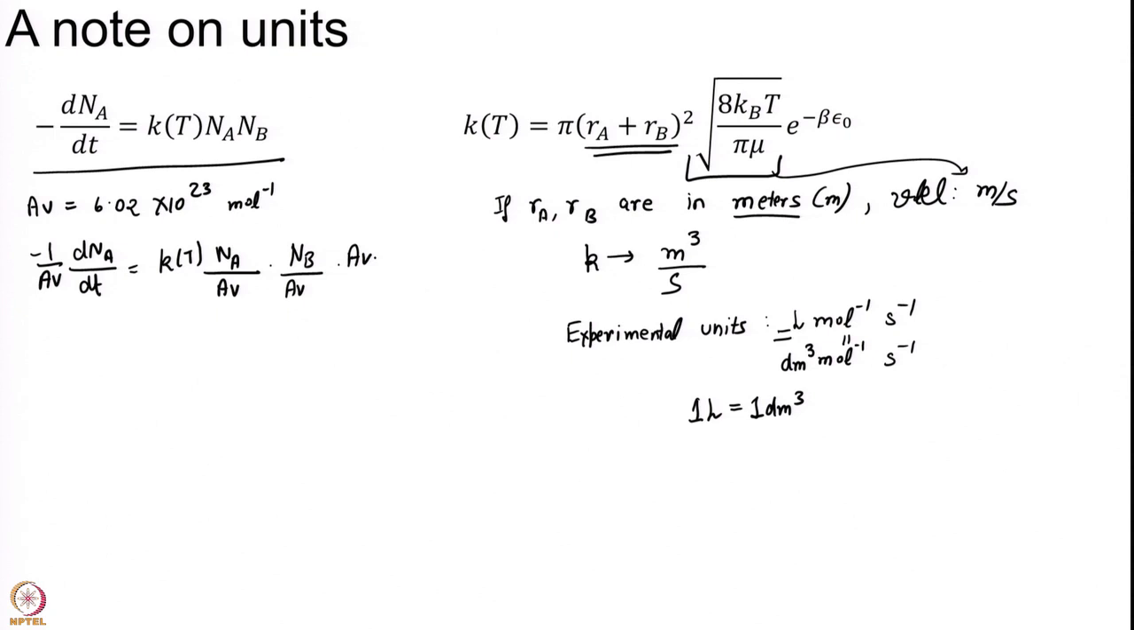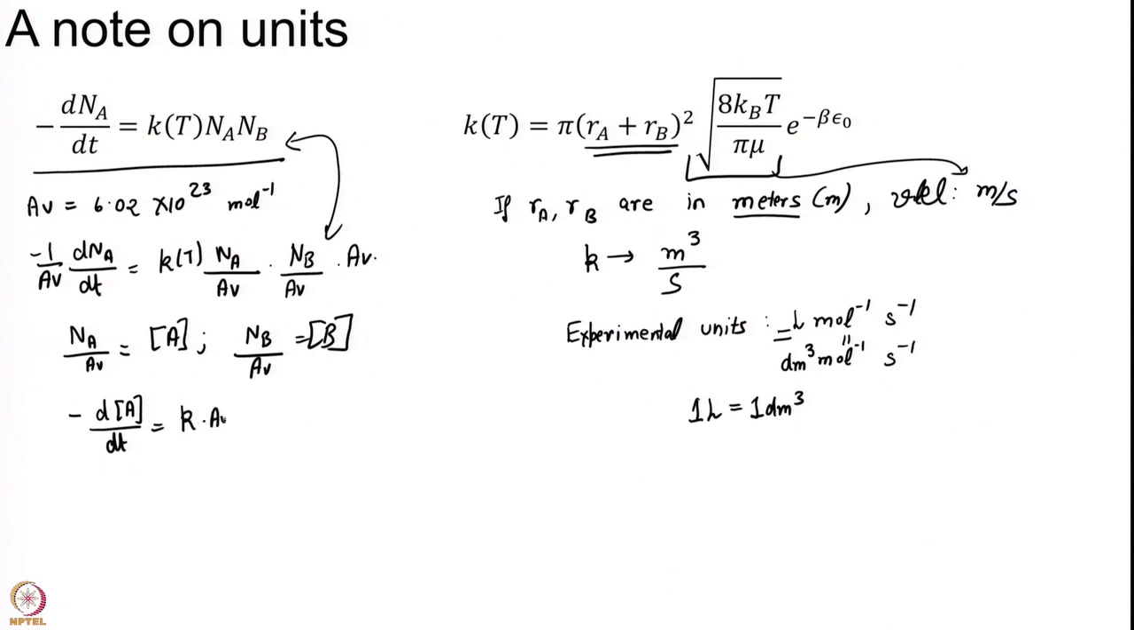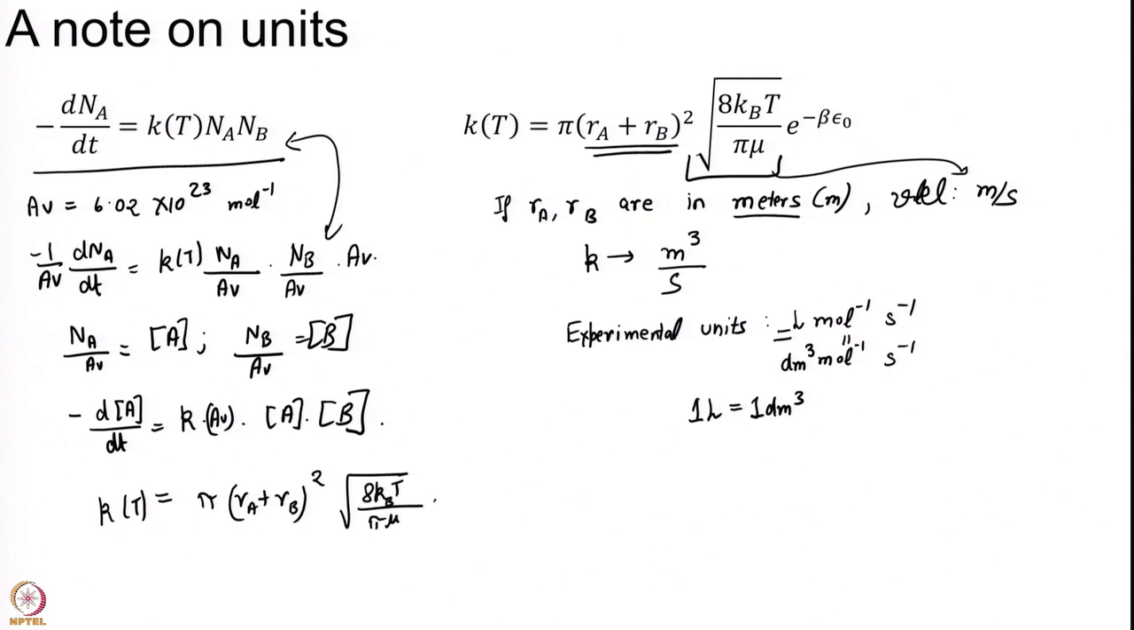You will note now that you can first verify that this equation really follows from this, that is almost trivial to prove. And then note that Na over Avogadro number is equal to concentration of A, and NB divided by Avogadro number is concentration of B. So, I get minus d concentration of A by dt equal to k into Avogadro number into concentration of A into concentration of B, in the language of concentrations. So, my new k of T becomes pi into e to the power of minus beta epsilon naught into the Avogadro number. If I do that, the new units have become meter cube mole inverse second inverse, because of Avogadro, I get a mole inverse.